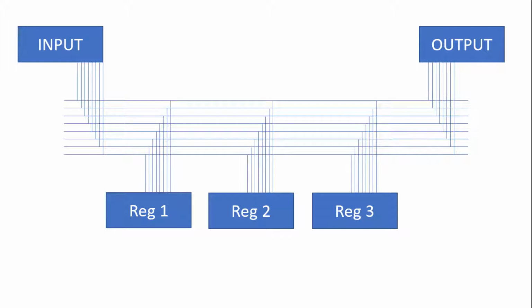So we could say, for example, that register 1 is talking. It's producing a number, putting the number onto the bus. The input isn't talking, but the output could be listening. The register 2 could be listening to what register 1 is publishing, but only one person can be talking at a time. And how do we enforce that?